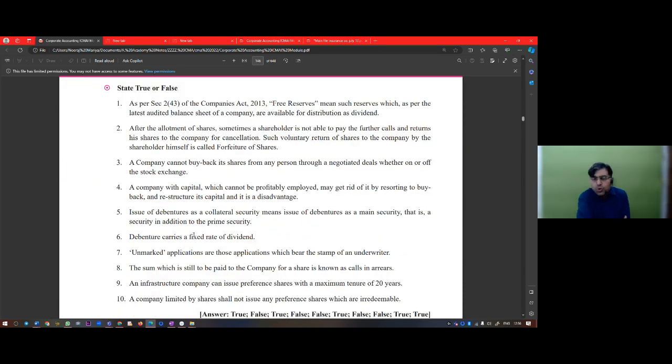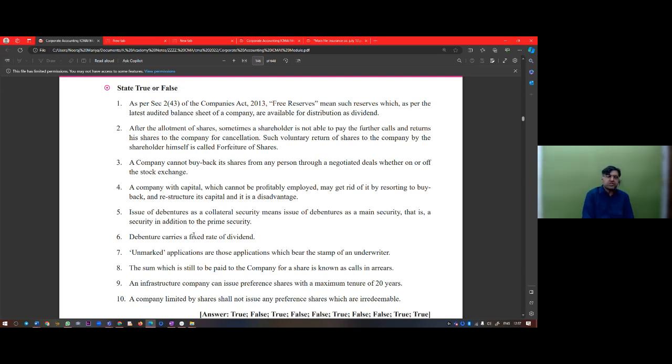Issue of debentures as a collateral security means issue of debentures as security in addition to the prime security. False. Debentures carry a fixed rate of interest, not dividend. Unmarked applications are those which bear the stamp of the underwriter. False. They are marked. A sum still to be paid to the company is called call in arrears. True. But it depends, called or uncalled. You call it uncalled capital, not call in arrears.